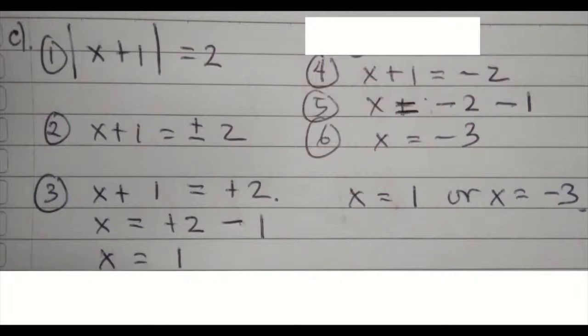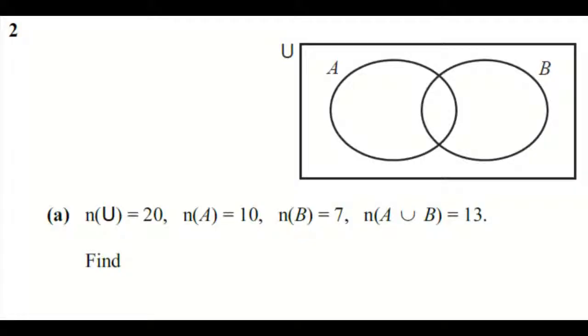We start from x plus 1 is equal to plus 2. Then x is equal to 2 minus 1. Why is it minus 1? Because the plus 1 moves to the right side, then it becomes a minus. Then we have x is equal to 1. That's our first x. Then we go to the fourth step, where we use the negative value of 2. So x plus 1 is equal to minus 2. Then x is equal to minus 2 minus 1, and x is equal to minus 3. Therefore, we have two values of x: x is equal to 1 or x is equal to minus 3.